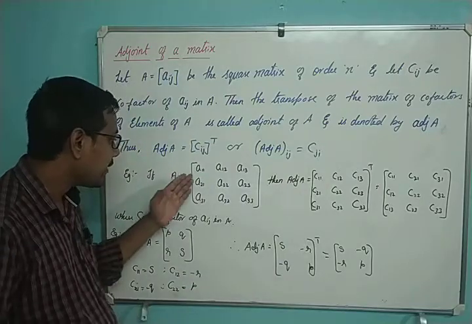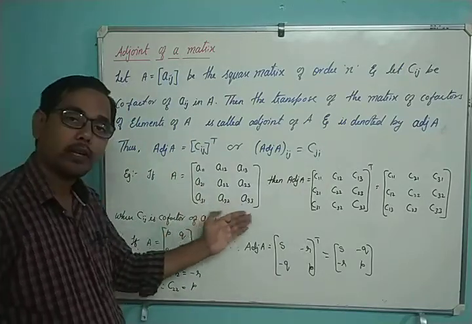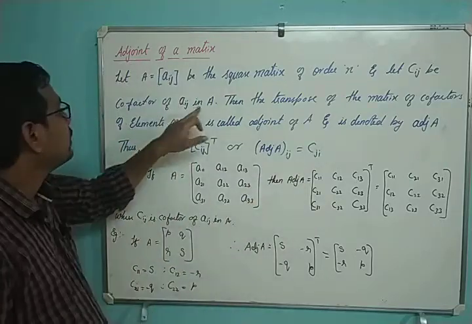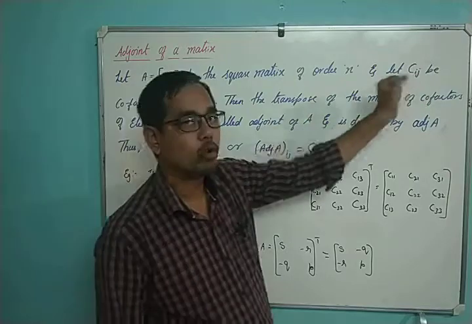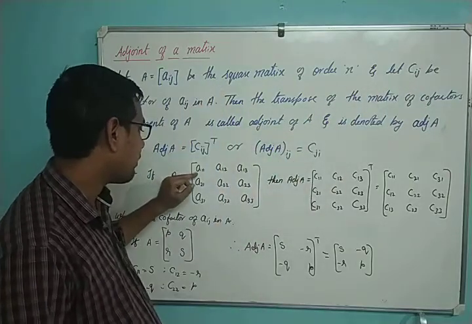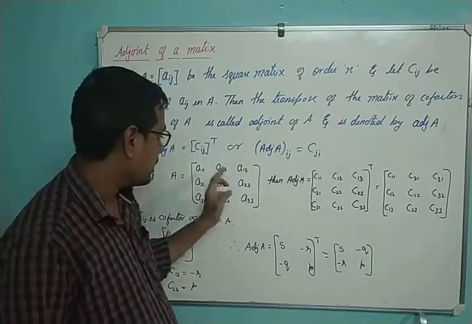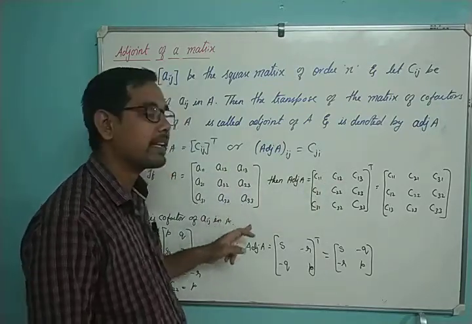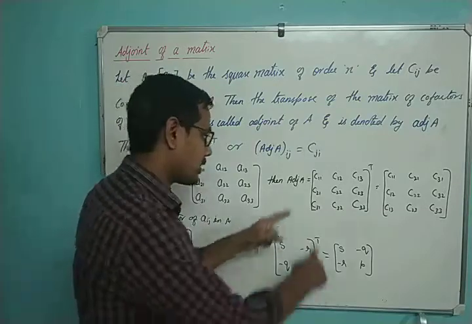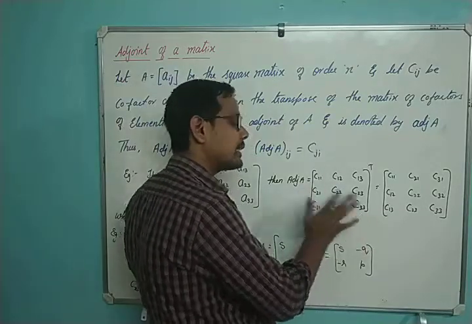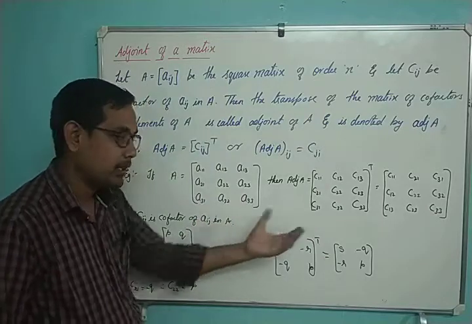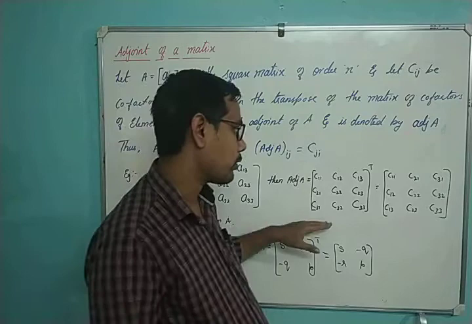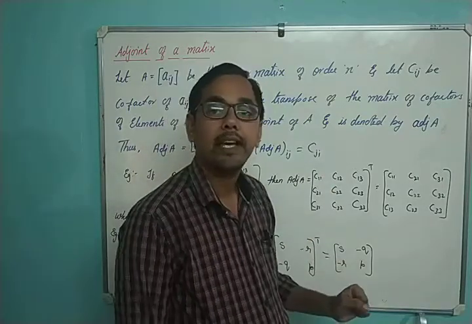So if A is A11, A12, A13, so on up to A32 and A33, then adjoint A will be, what is the definition saying? Cij is the cofactor of Aij. So if I am having A11, its cofactor will be C11. A12, C12. A13, C13. Similarly the cofactor of A33 will be C33. So C11, C12, C13, so on up to C33 is the cofactor matrix of this particular matrix A. If I take the transpose of this matrix, then I am going to get the adjoint A.